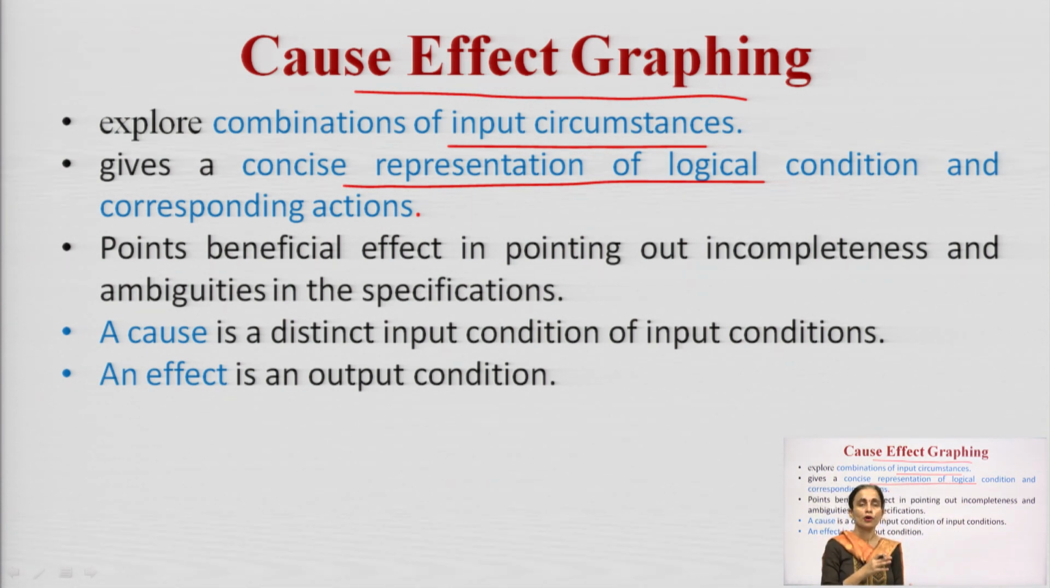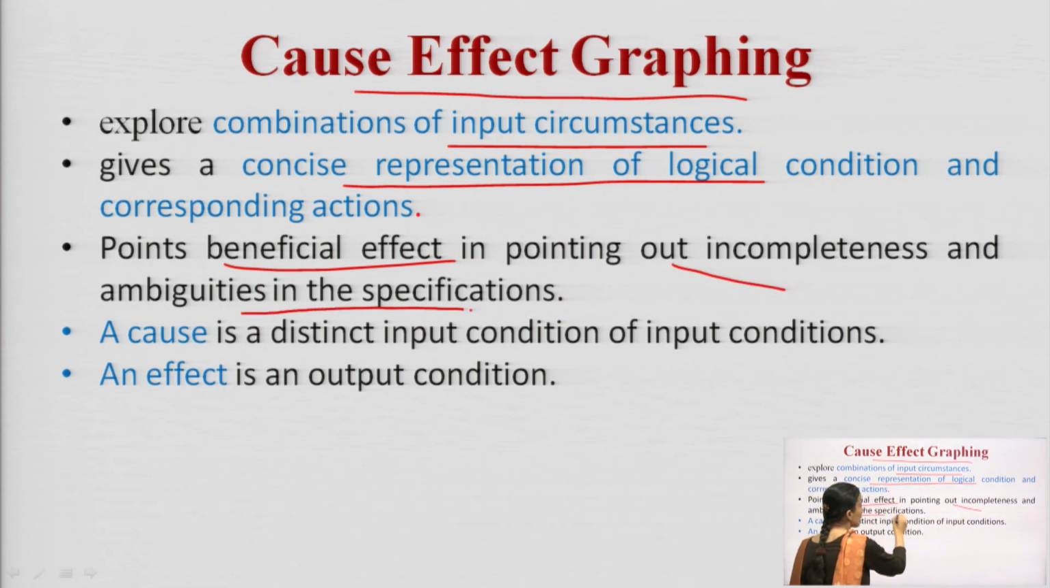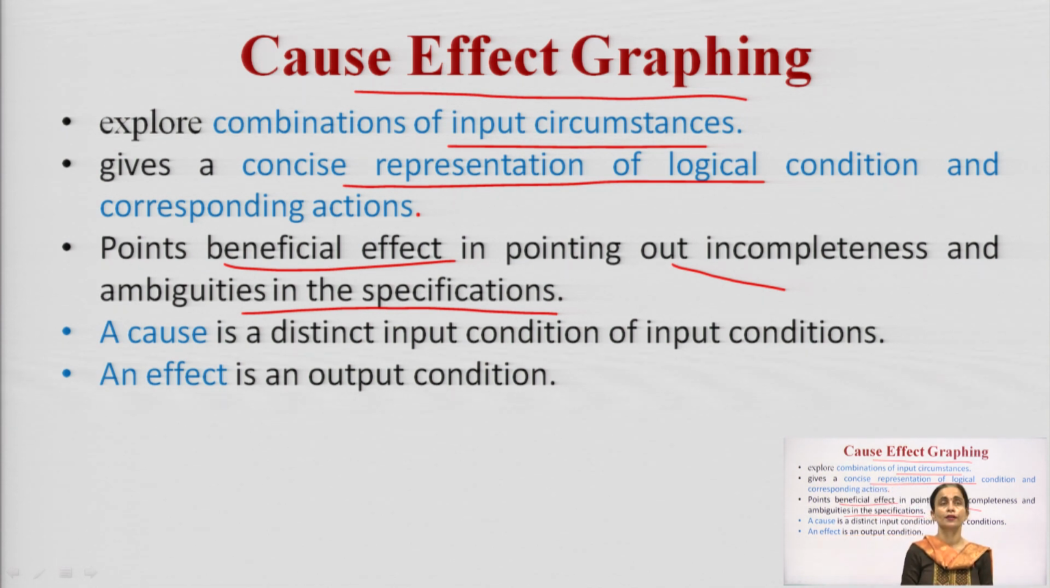It shows what the possible ways of my input are and, as per the combination of those possible ways, what output I will be getting. Third, it tells us where I am getting incompleteness and ambiguity in my specification. This method clearly focuses on incompleteness and ambiguities.